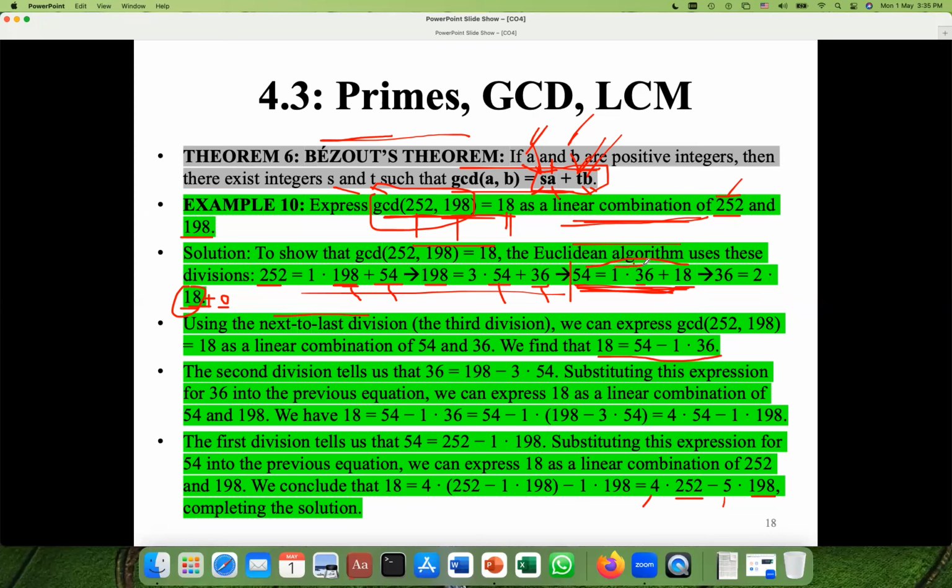This part is a positive part. When it is moved onto this 54, it will become negative. So 18 is equal to 54 minus 1.36. Is it okay or not? We are using this part. And now this is equal to that portion, this is equal to that portion from the start. So all these things are for this GCD: GCD of 252 comma 198 is equal to 18.